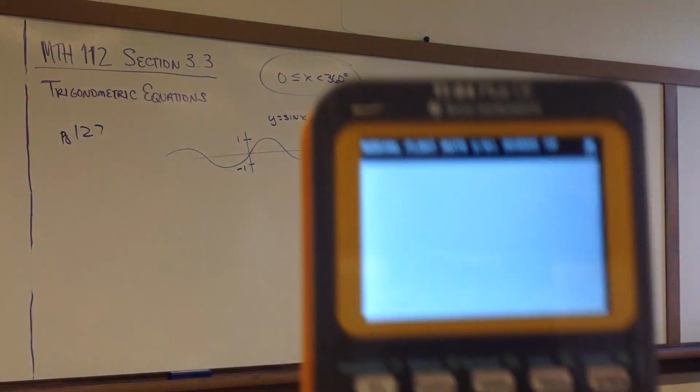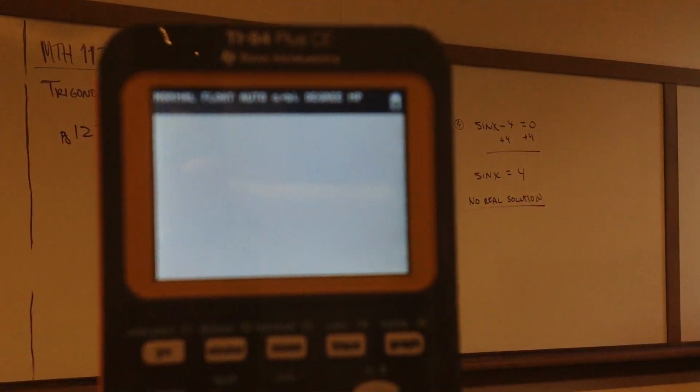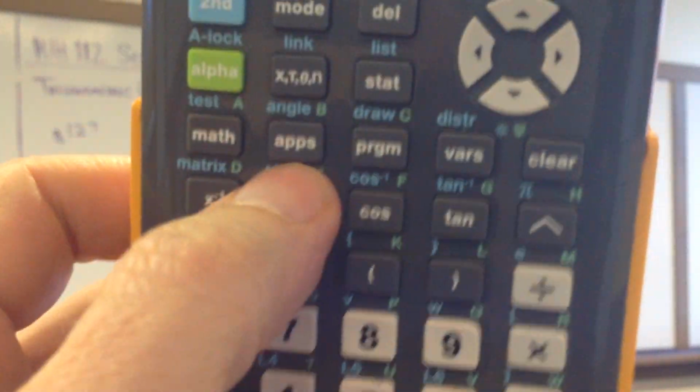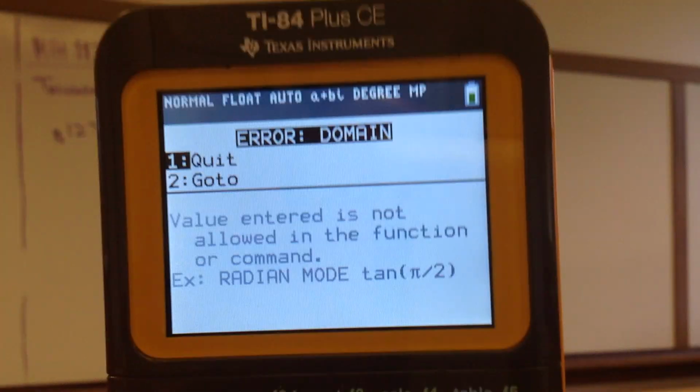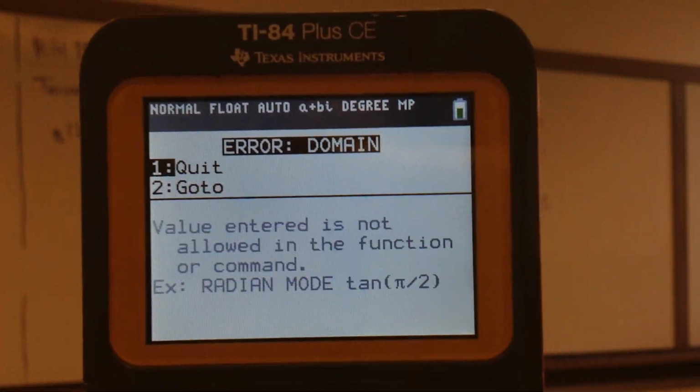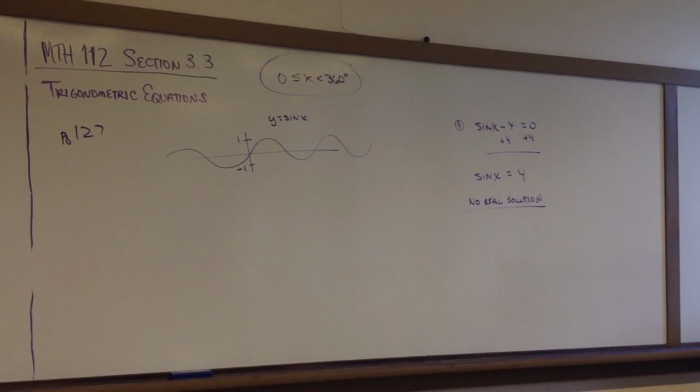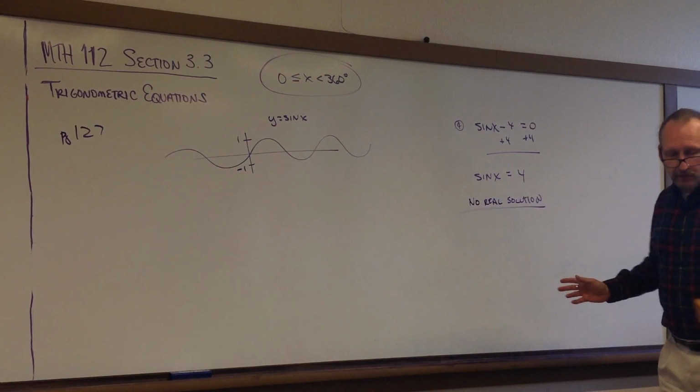Okay, so let's see. There's the calculator. And so then if we want to do inverse sine of 4, right? And what is that going to look like? Yep, error, domain. Okay, so the calculator won't find inverse sines or cosines if your numbers are greater than 1 or less than -1. And so you can say no real solution.